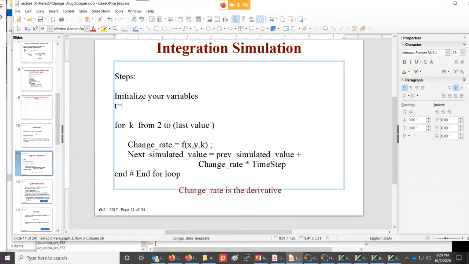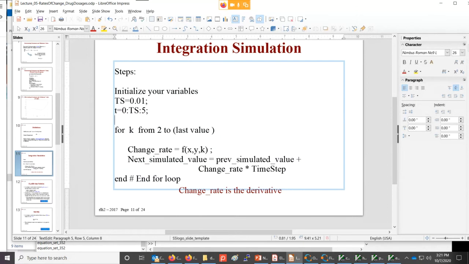So we come in here and we'd set our time step. If I don't have an idea for the time step ahead of time, I usually choose 0.01. But whatever your time step is going to be, we set it, and then we go from our time step to however long we want to run this. And then we have to initialize our value.